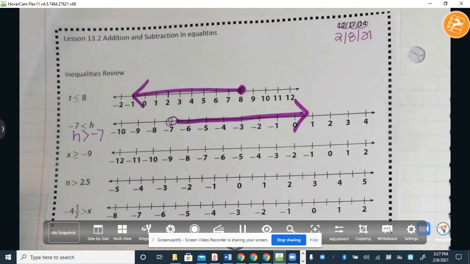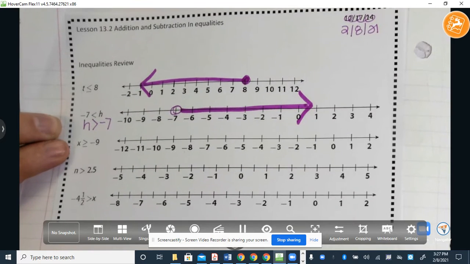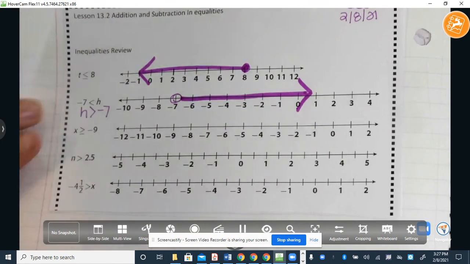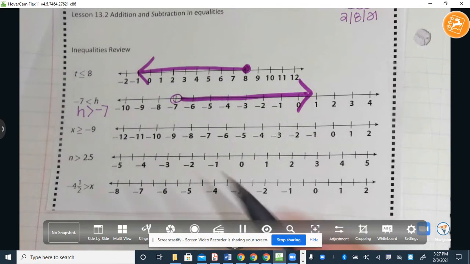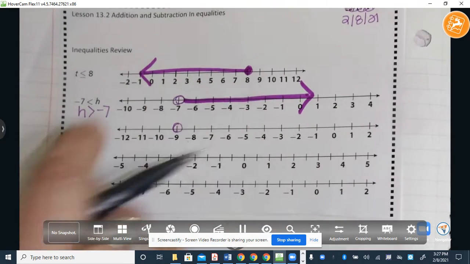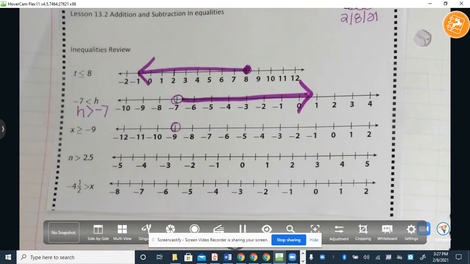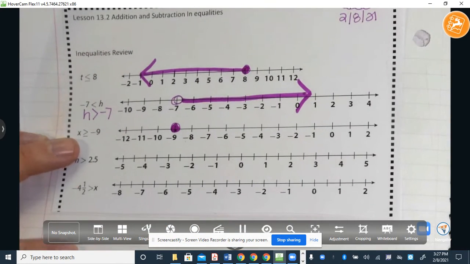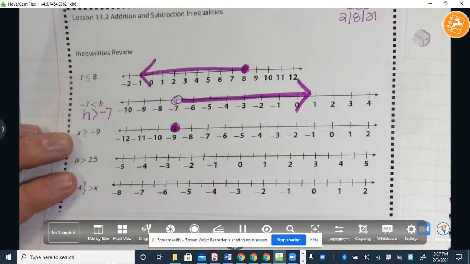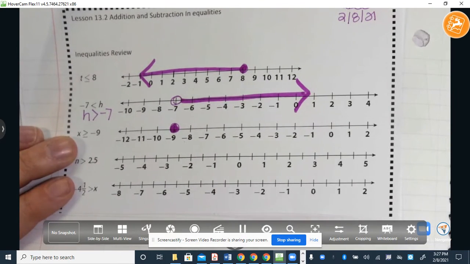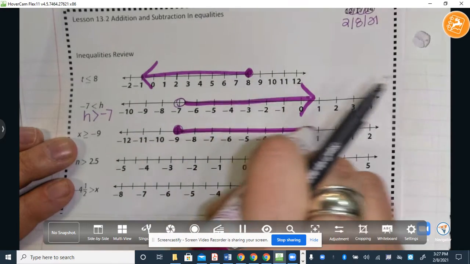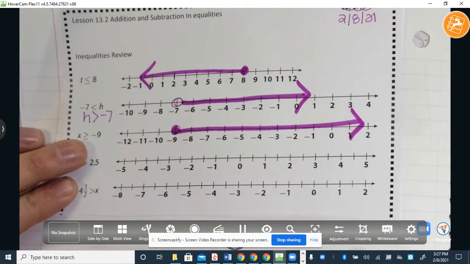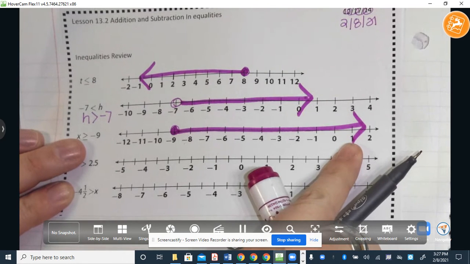So looking at my next one, x is greater than or equal to -9. So I'm going to find where -9 is on my number line. There it is. Put a circle. Because it has that equal sign, I'm going to shade it in because it means that it also could equal -9. Now x is greater than, so all numbers greater than -9 are going to the right. And you see my arrowhead and my inequality symbol are facing the same direction.